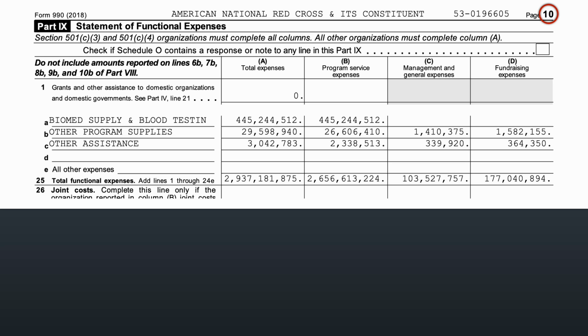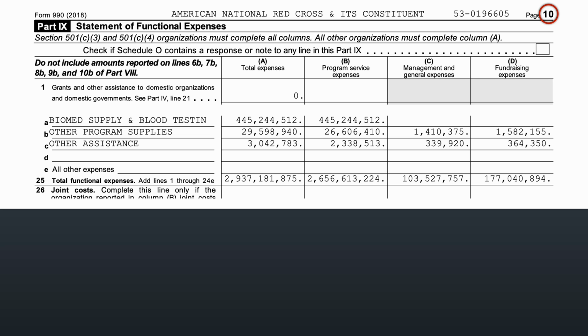And here you'll see the statement of functional expenses. Now, I've condensed this form because if you notice, I skip from line 1 to line 25. It's because there's a bunch of stuff in the middle that I've cut out. But at the bottom of page 10 on line 25, you'll see total functional expenses. You'll see total expenses in column A. And here I took Red Cross, and so their total expenses that year were almost $3 billion.